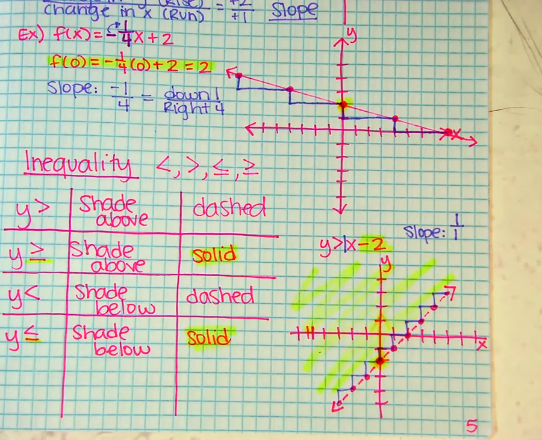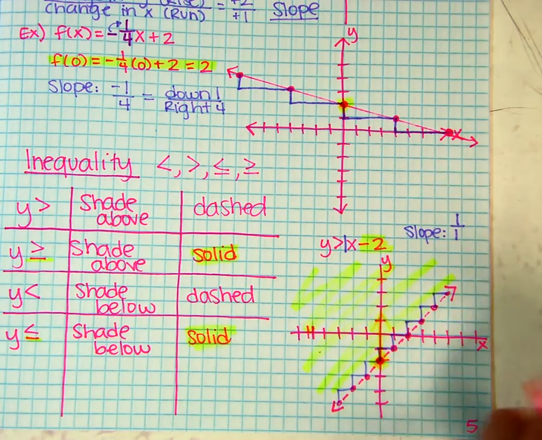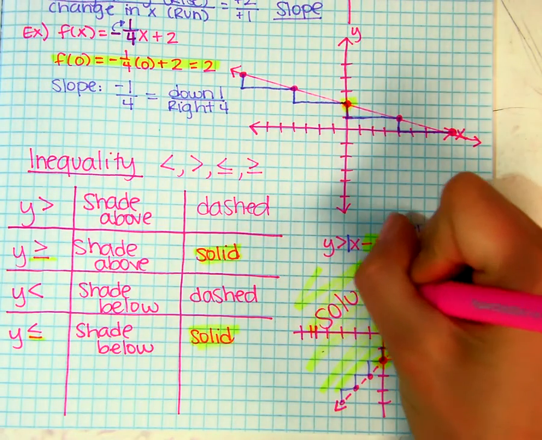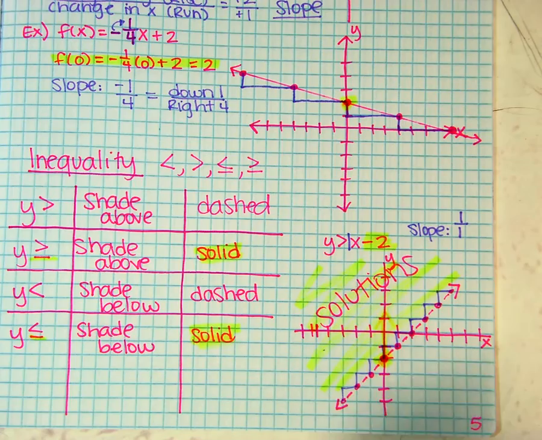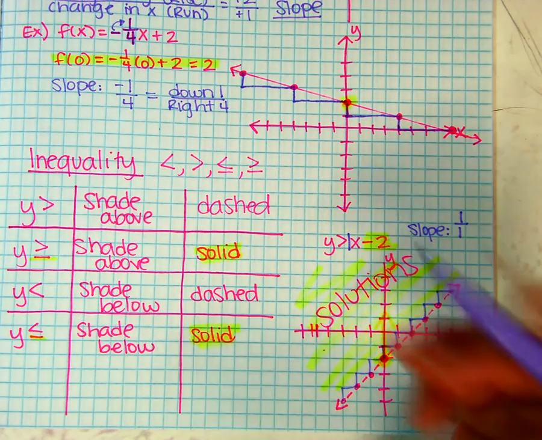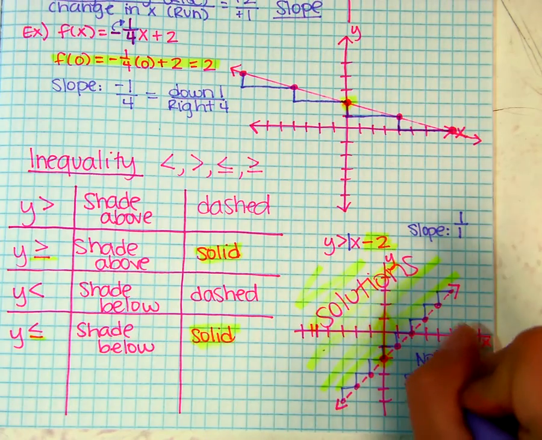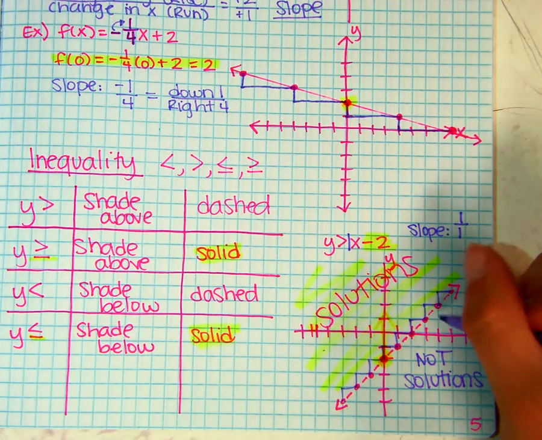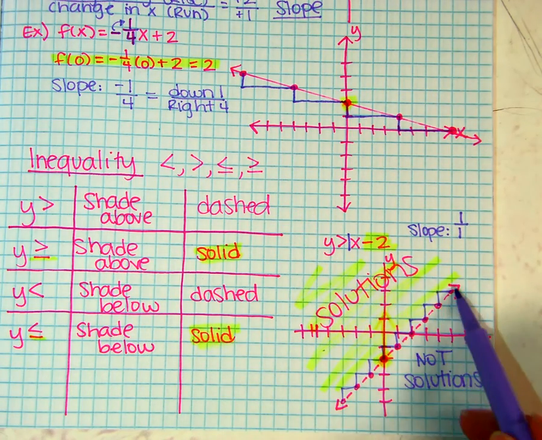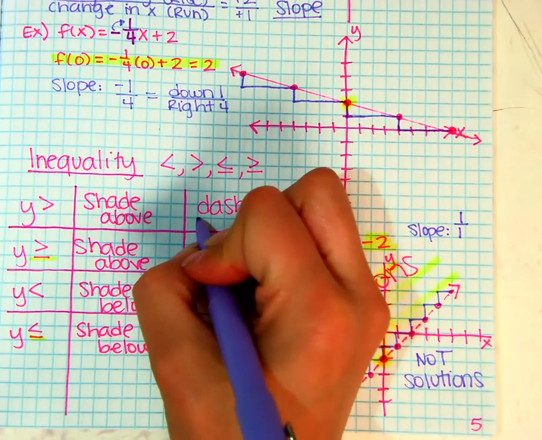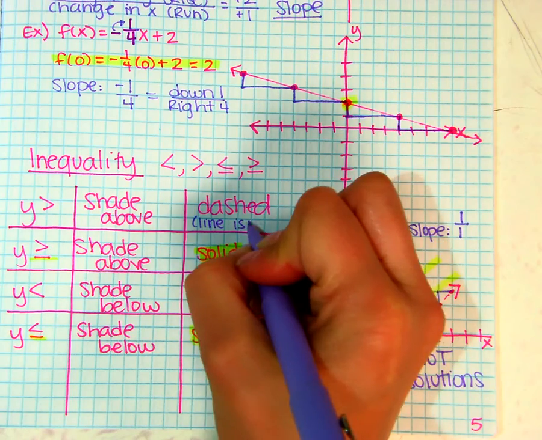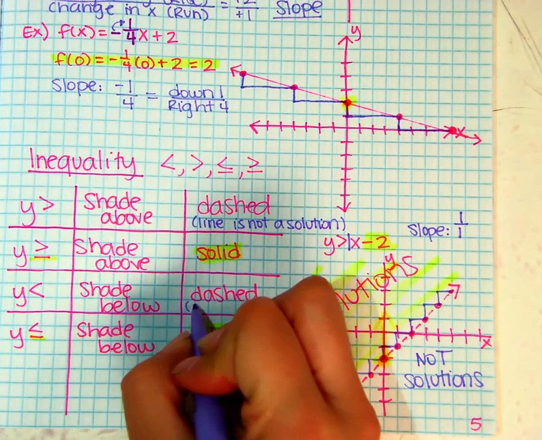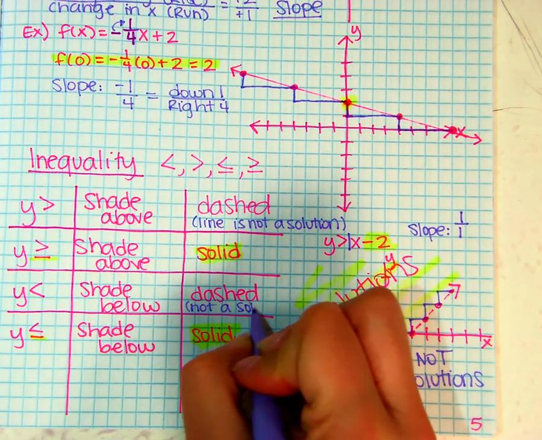Okay. So what this means is that any point in the shaded area are solutions. Okay. And over here, these are not solutions. Okay. As well as the line is not solutions. So no solutions on the line because it's dashed. So line is not a solution for this one and here. Not a solution for the line.